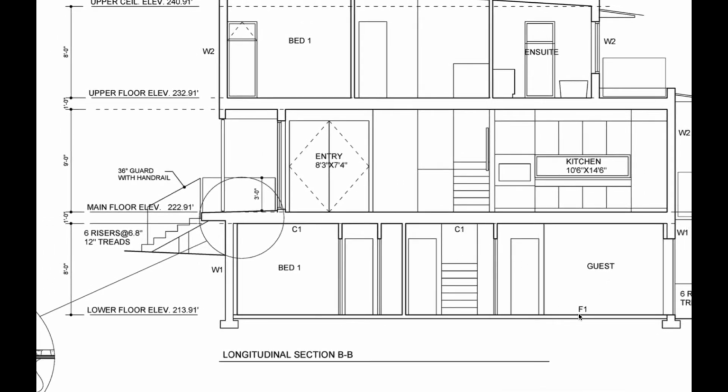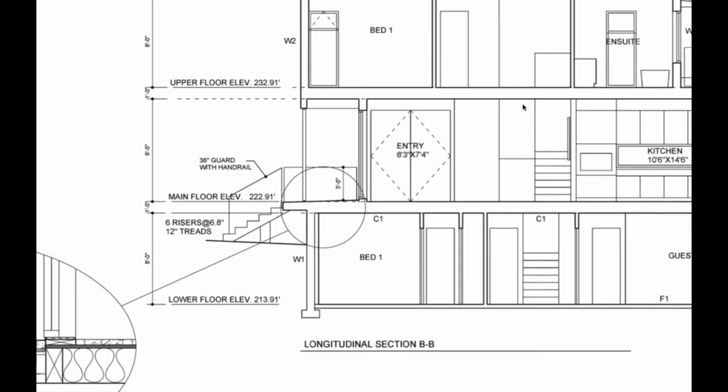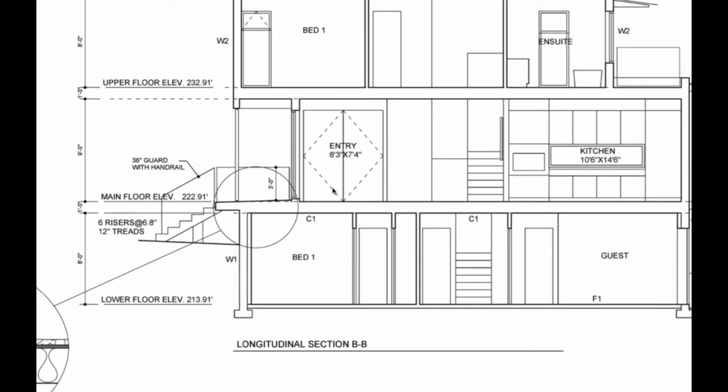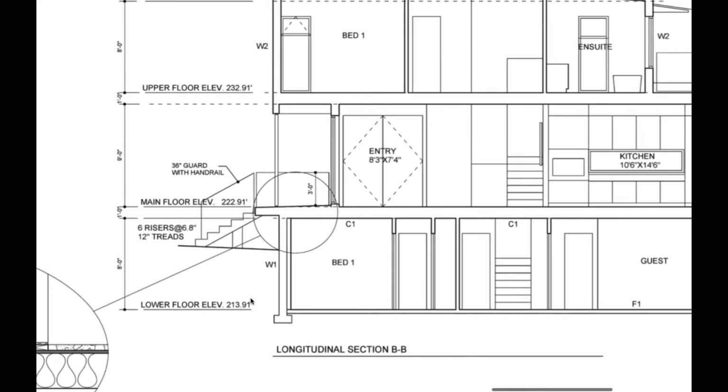C1 is for the ceiling detail, F1 floor detail, W2 the wall detail. Sometimes they do them for windows too, but they look a little bit different. W1, okay, so the wall here is a little bit different. I'm assuming that that's just going to be concrete because it's foundation. And you can see you have your little foundation, your footings.